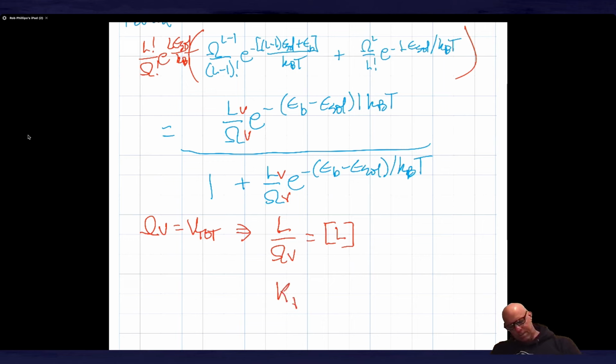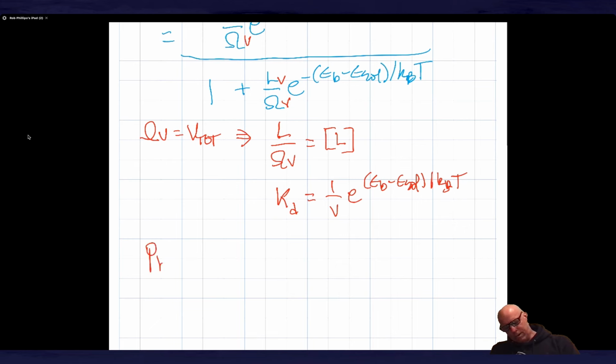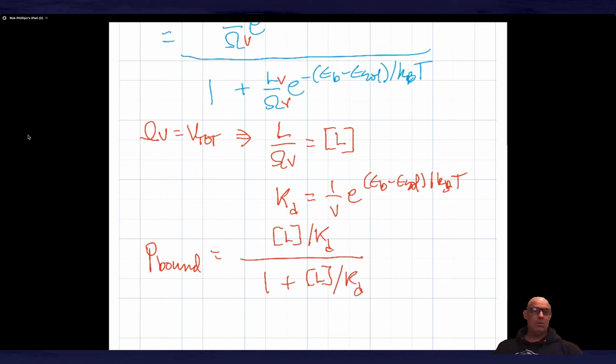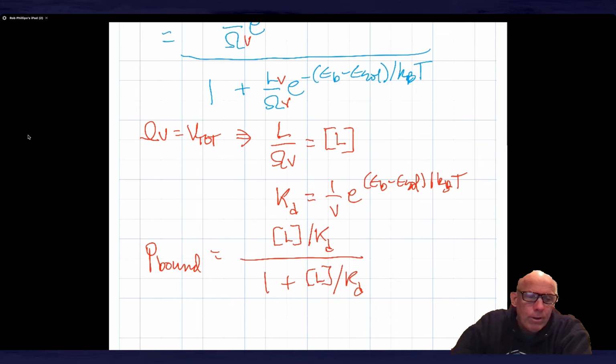Second observation is that if I make the definition, Kd is 1 over v e to the epsilon b minus epsilon solution divided by kBT, then I have recovered that P bound is equal to the concentration of L over Kd over 1 plus the concentration of L over Kd. This is really huge and interesting. What I'm saying is that we've given a microscopic interpretation of the Langmuir binding isotherm that I worked out using thermodynamic arguments earlier.